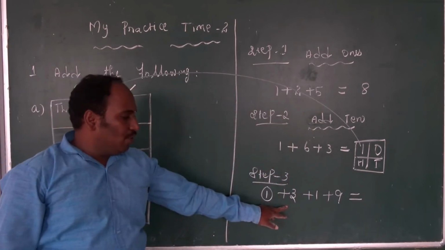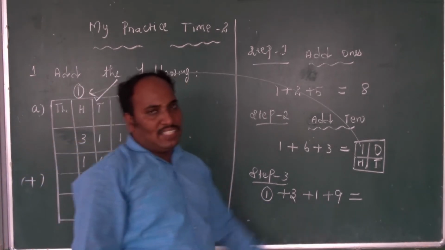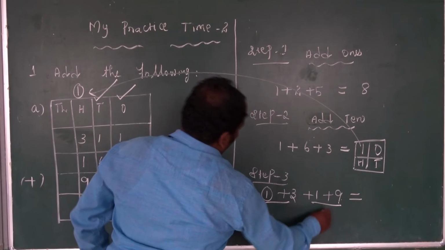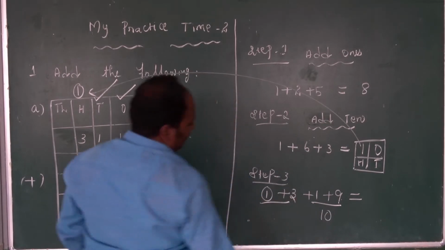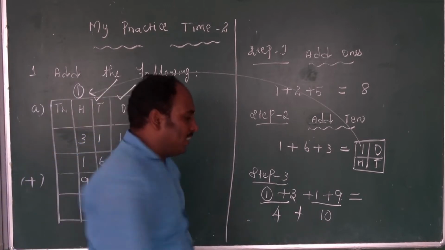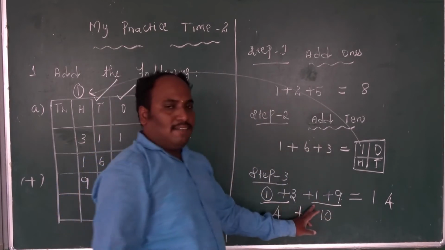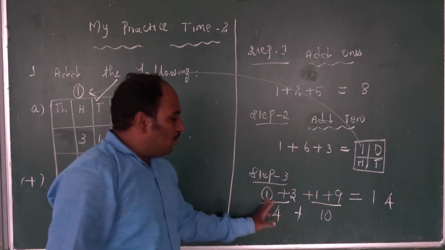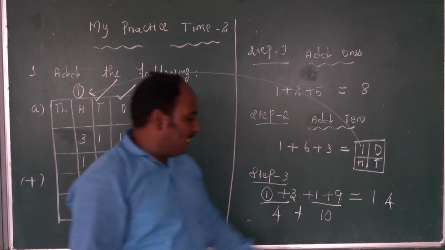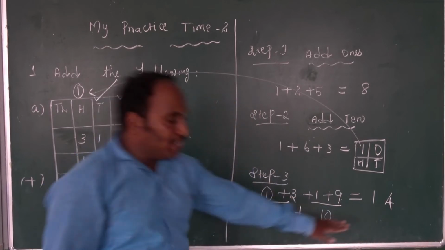1 plus 3 is equal to 4. 4 plus 1 is equal to 5. 5 plus 9 is equal to 14. Listen here: we can add 1 plus 9 is equal to 10, and 1 plus 3 is equal to 4. These are all hundreds: 100s, 300s, 100s, 900s. 4 plus 10 is equal to 14. So 14 hundreds.